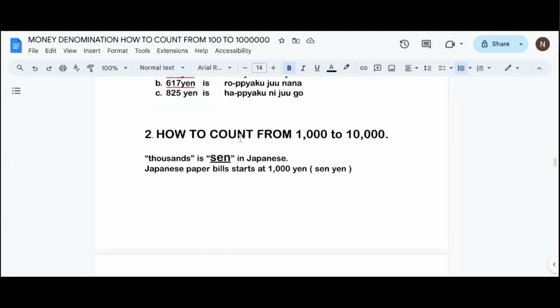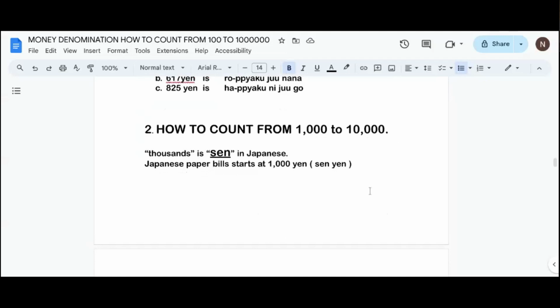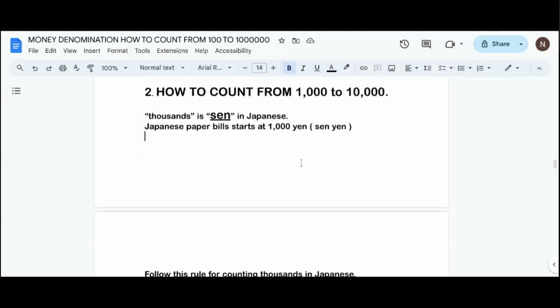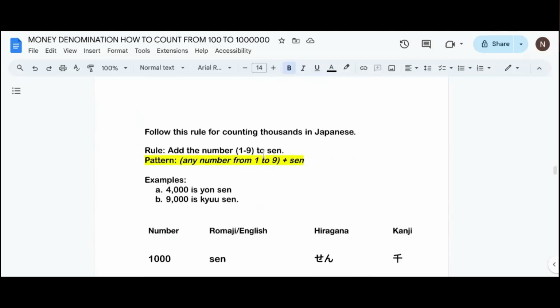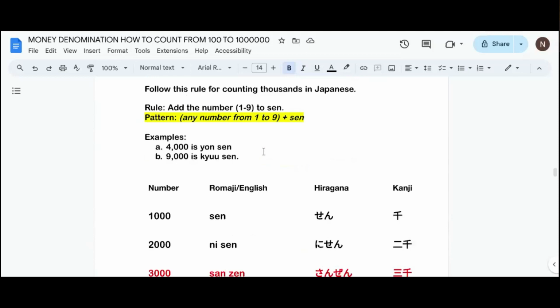And then from 1,000 to 10,000, we're getting bigger now. The 1,000 in yen is sen. And the Japanese paper bills start at 1,000 yen. So it's called sen yen. So again, the same. Just add any number and then add the sen.